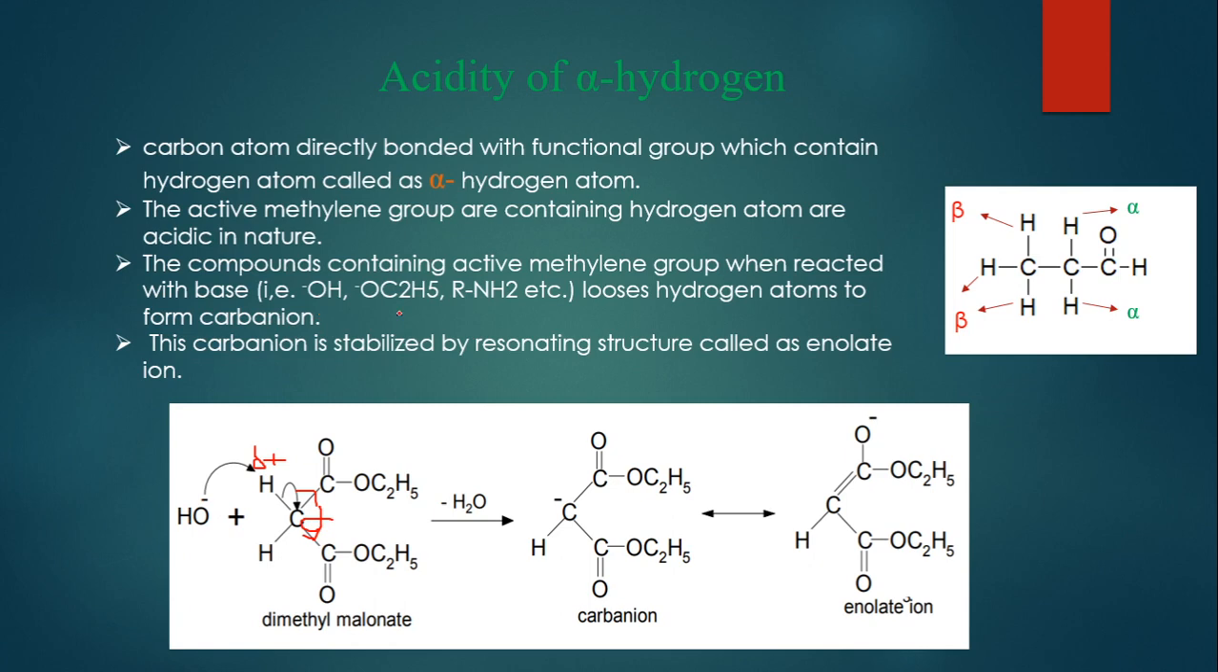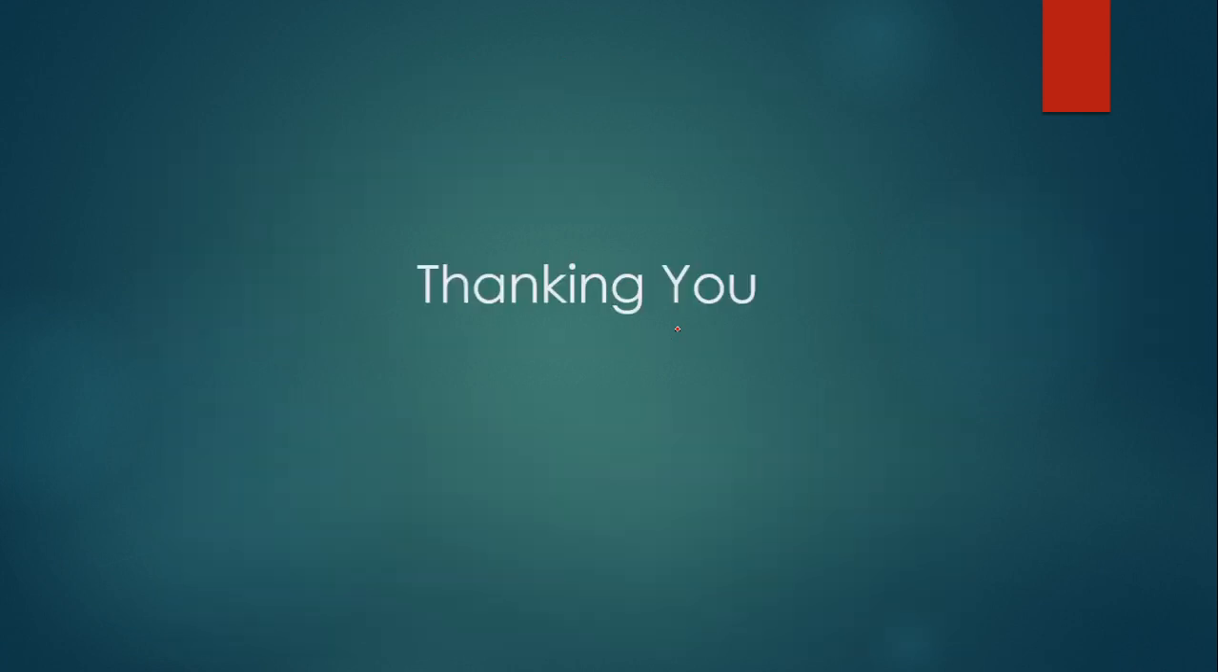Such bases are hydroxide, ethoxide, amino, primary amine, secondary amine. These easily abstract this proton, and there is generation of the carbanion, and this carbanion is easily stabilized with the help of resonance. This pi bond is shifted onto that oxygen, and this negative charge is shifted from the carbanion. You get the enolate ion. This is all about the acidity of the alpha hydrogen atom. Thank you.